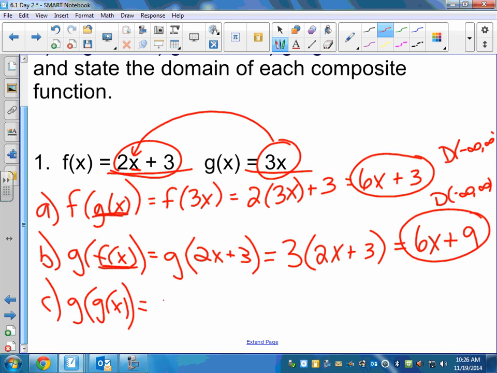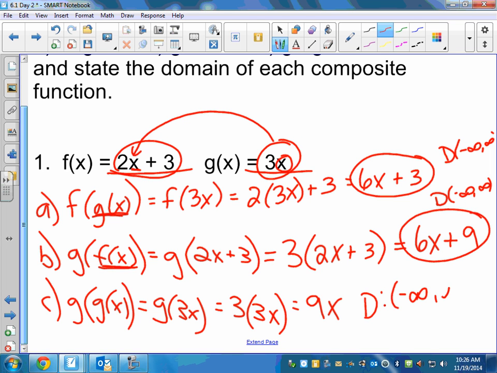only I'm going to take g of x, which is 3x, and I'm going to plug it in for this x value. So I'm just going to replace that x with g of x, which is 3x, and I just get 9x. And again, the domain is all real numbers. Only life were that simple all the time, right? You might think that's not simple, but look at the next one.